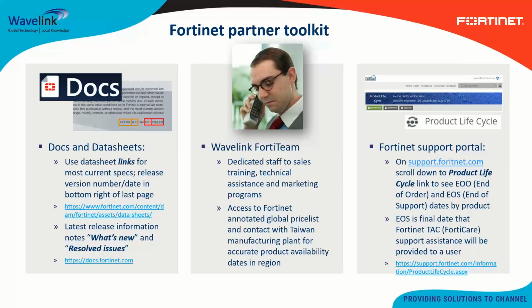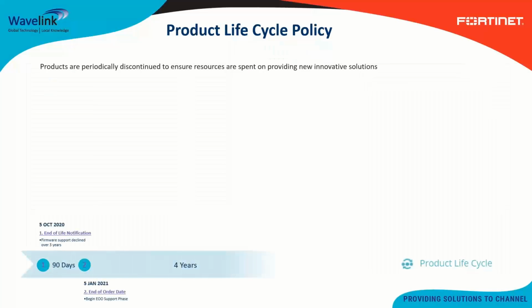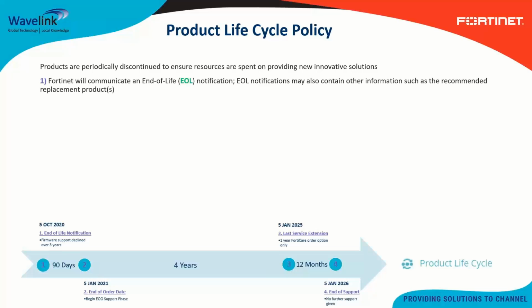But the most important way you can self-educate is knowing about the Fortinet product lifecycle itself. You can jump onto support.fortinet.com, scroll down and look for the icon which says product lifecycle. That's Fortinet's over 20 years, as it's their 20th anniversary this year, of how they map out their products, because they are periodically upgraded. So there'll be an end of life notification, and then 90 days after that, you'll have your end of order date.